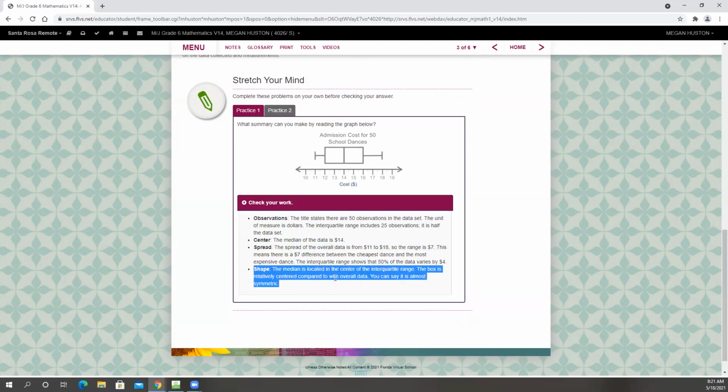And then the shape: the median is located in the center of the interquartile range, so it's very uniform with our box. The box is relatively centered compared with the overall data, so you can say it's almost symmetrical. The box looks the same. This whisker looks a little bit longer than our first whisker, so it's not completely symmetrical, but it's very close.